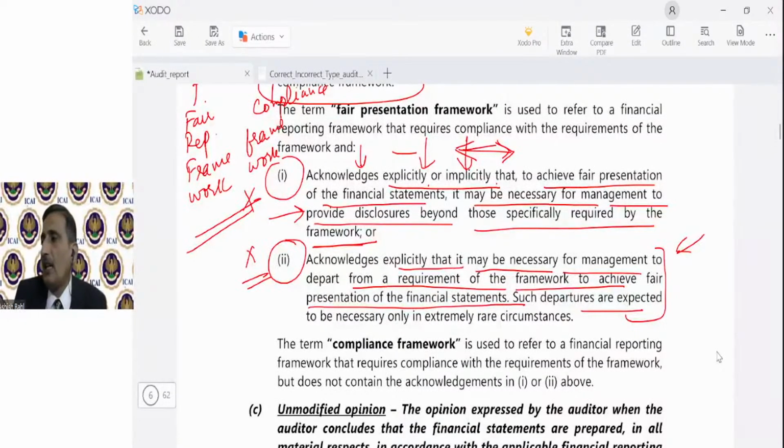Now, Dinyash, you are asking: the general purpose of a balance sheet is to show the financial position, then it is a general purpose financial statement. So I think, Dinyash, you are understanding the concept the wrong way.